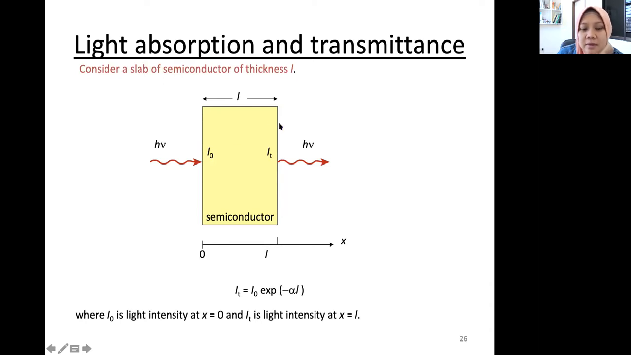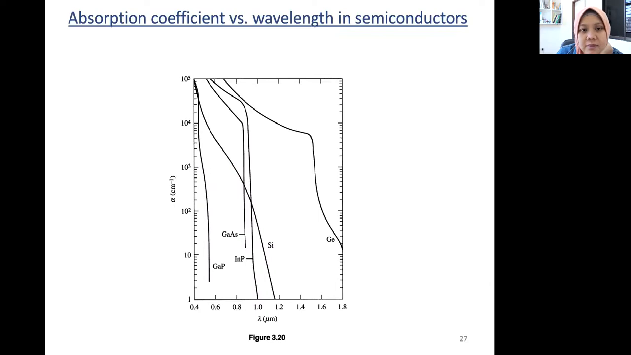Soalan ni biasa ada dalam final. And then this graph also important. Absorption coefficient versus wavelength in a semiconductor. So for example, this is a graph of the penetration depth of the absorption coefficient. Ni alpha is the absorption coefficient. You need to know what it is against wavelength for different material here.